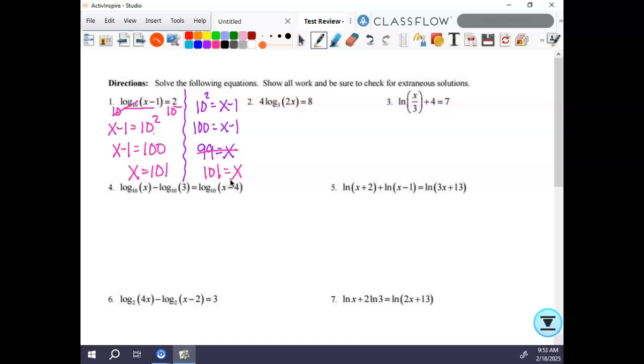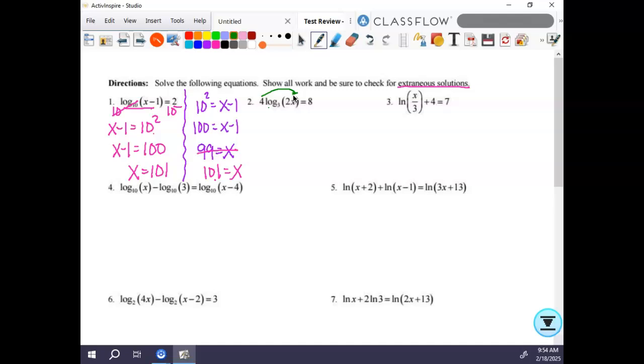Alrighty, and then we're supposed to always check, right? If I've got logs, because it also tells me check for extraneous solutions. I take my 101, I substitute it back in. I'll be taking the log of a positive number. I'm good to go.